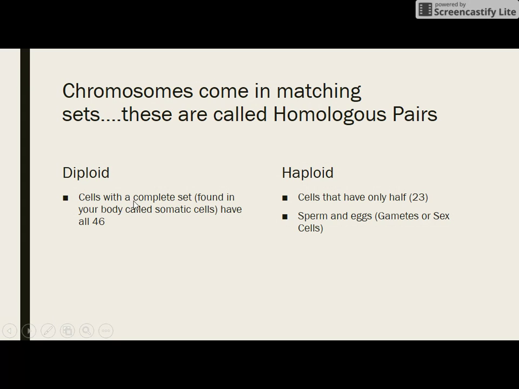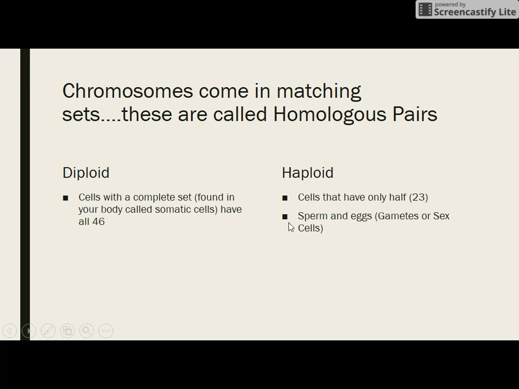So we also talked about how chromosomes come in matching sets. And this is going to be important today. That terminology is homologous pairs. So we compare that to like a pair of shoes. There's a right shoe and a left shoe that go together. So when a cell has a complete set of both of those pairs, we say that it is diploid. And you see the prefix di here means two. So these are going to have a complete set. And in humans, that number is 46.